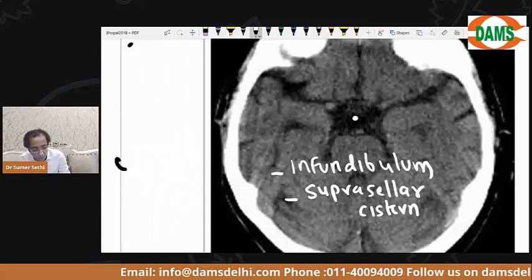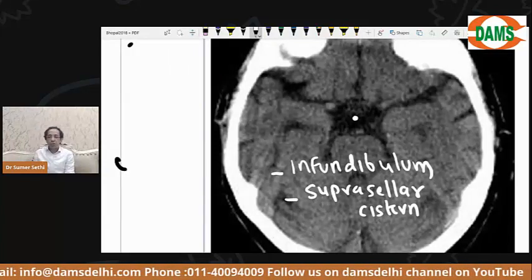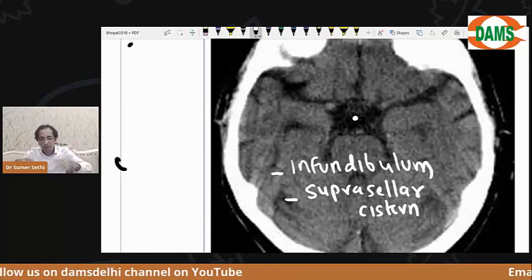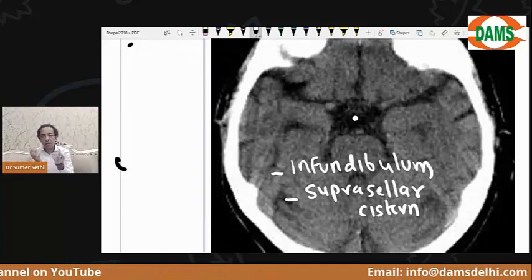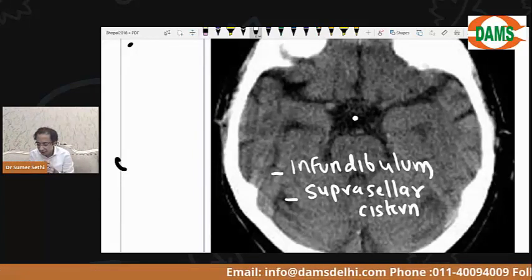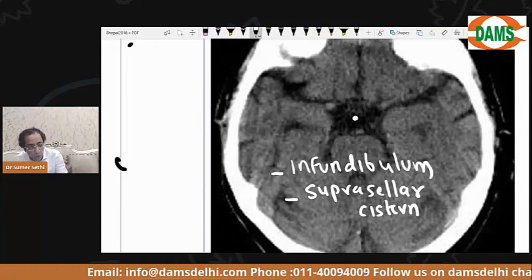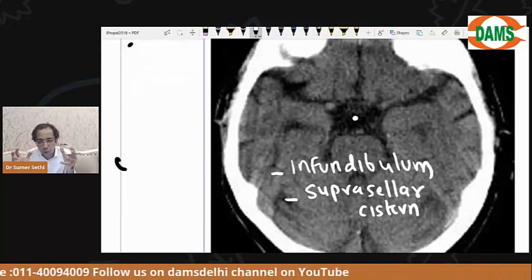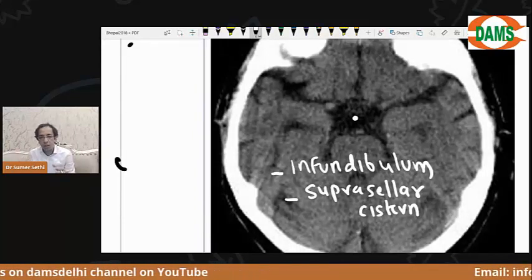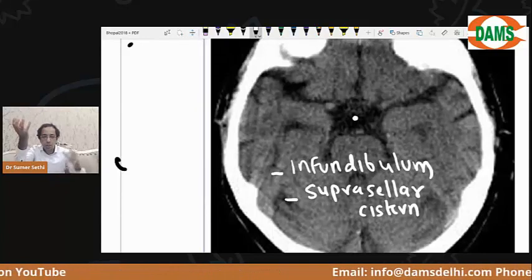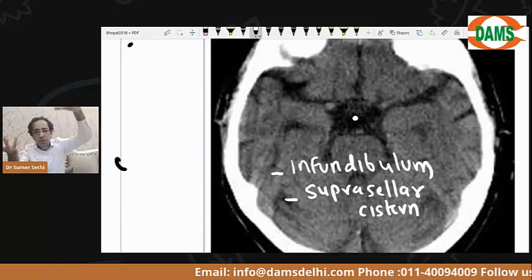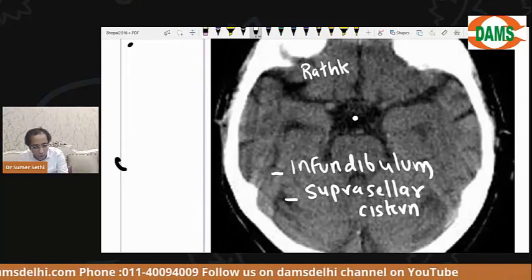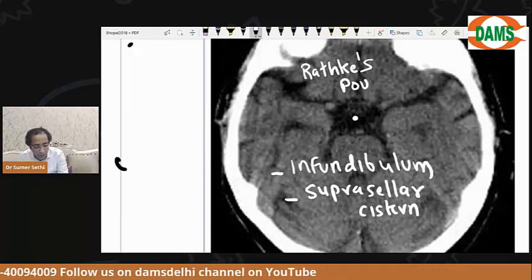The pituitary stalk, the infundibulum, is located in the center of the suprasellar cistern. Above the sella, we will call it suprasellar. You have the pituitary stalk in the suprasellar cistern. Now, during development, I'm sure some of you are aware, the pituitary develops from two sources. There is a pharyngeal part which forms the Rathke's pouch, and there is a cerebral part which comes from the diencephalon. So there is a pharyngeal pouch during pituitary development which is called Rathke's pouch.